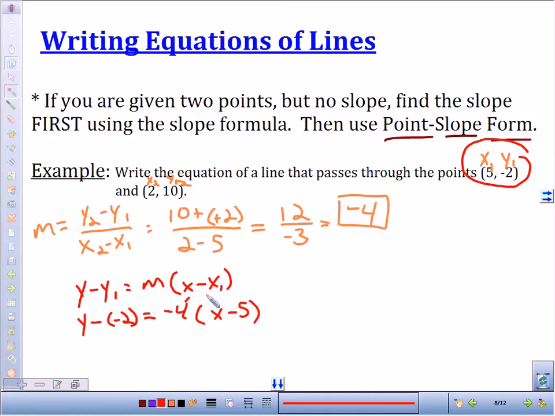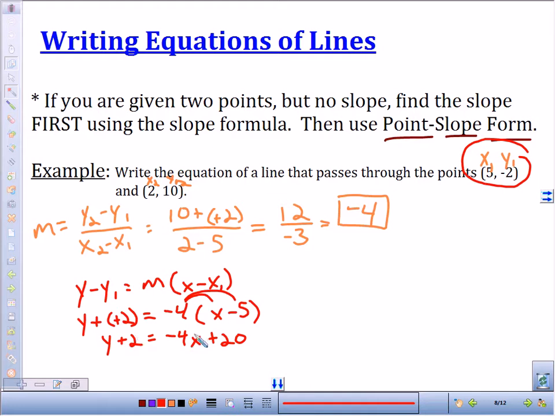I need to distribute. That's my next step. On the other side, I'm going to go ahead and change y minus negative 2 to y plus 2 just to make life a little bit easier. On the other side, negative 4 times x is negative 4x. Negative 4 times negative 5 is positive 20.